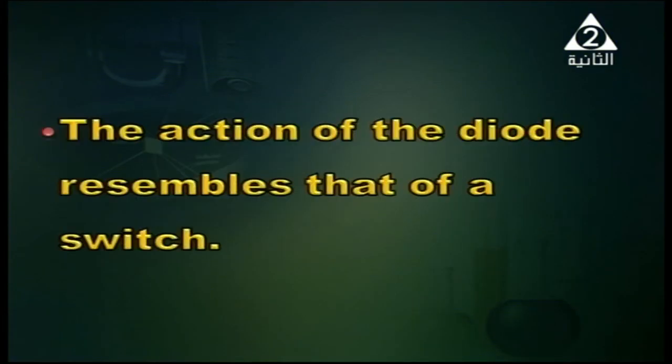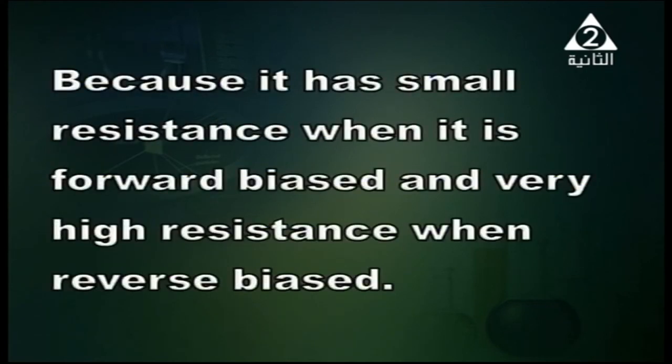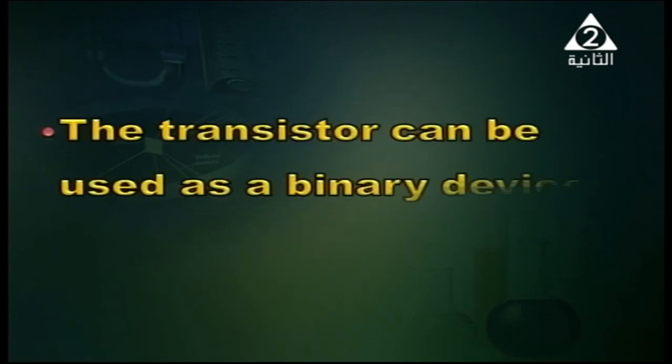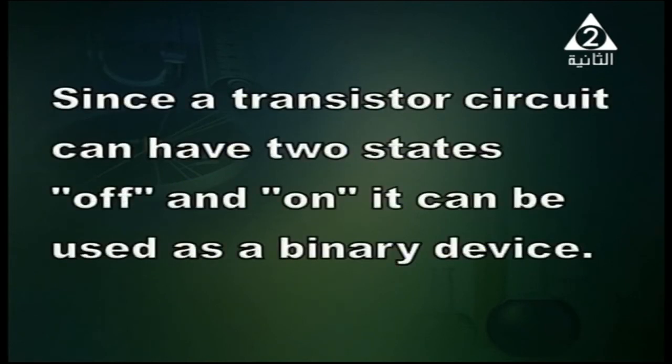Explain. The action of the diode resembles that of a switch. Because the diode has a small resistance when it is forward biased and very high resistance when it is reverse biased. Explain. The transistor can be used as a binary device. Yes, since a transistor circuit can have two states, off and on, it can be used as a binary device.